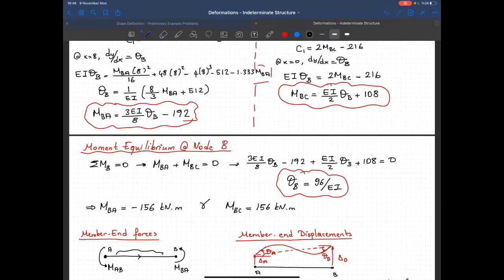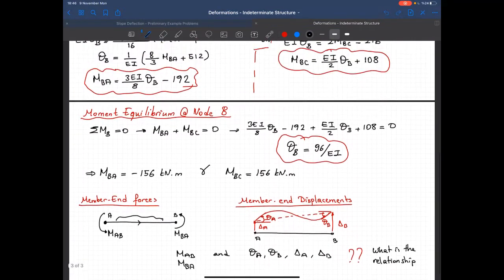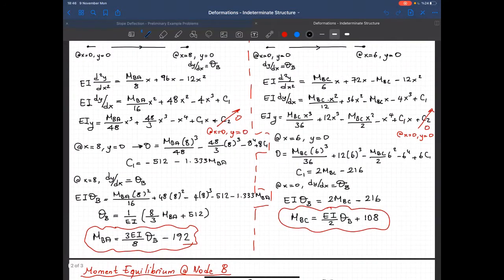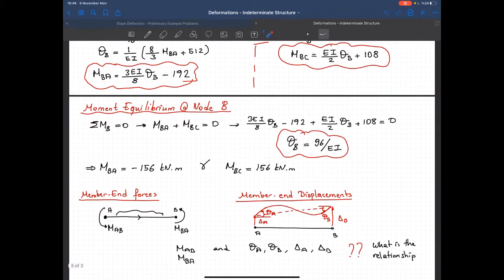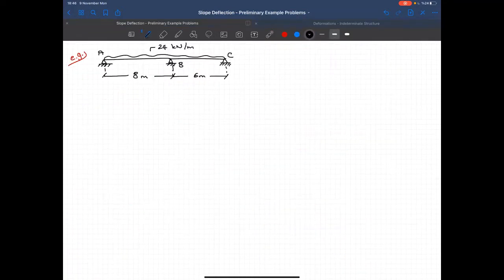And remember that again in this problem, I did all these calculations, all these integrations to relate the end moments with the end displacements. And we said, what will happen if I can develop this relationship for the most general case, right? And that's the way we derive the slope deflection equations. Let me write it here. So we derived 2 different slope deflection equations.